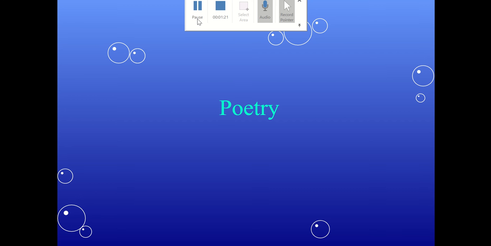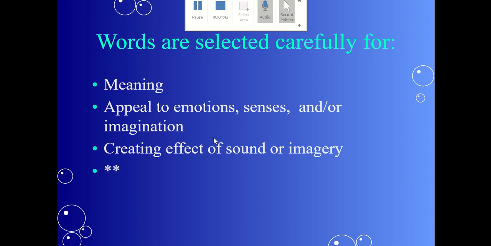So first thing, write this down. When a poet is writing poetry, they choose their words very carefully. And there are several things they look for when they choose their words. You're going to write each of these bullets down. They choose meaning. They obviously want a word that means what they're wanting to say. They choose words that will appeal to the emotions, the senses, or your imagination.